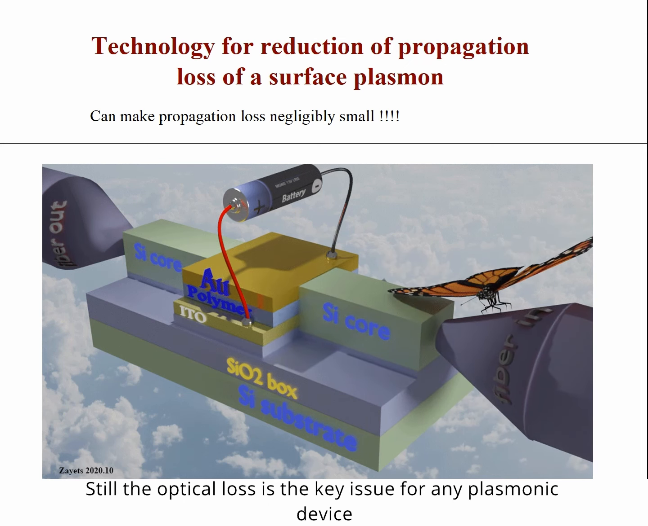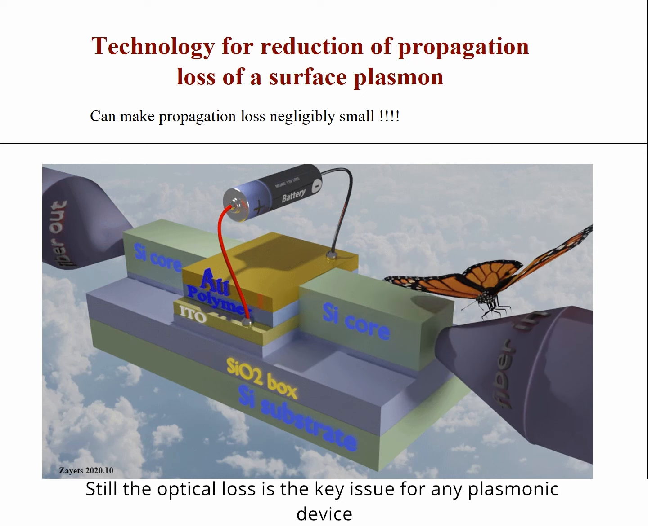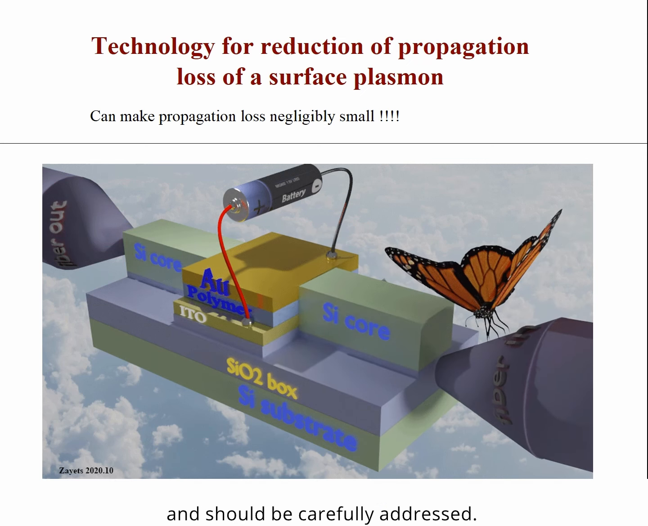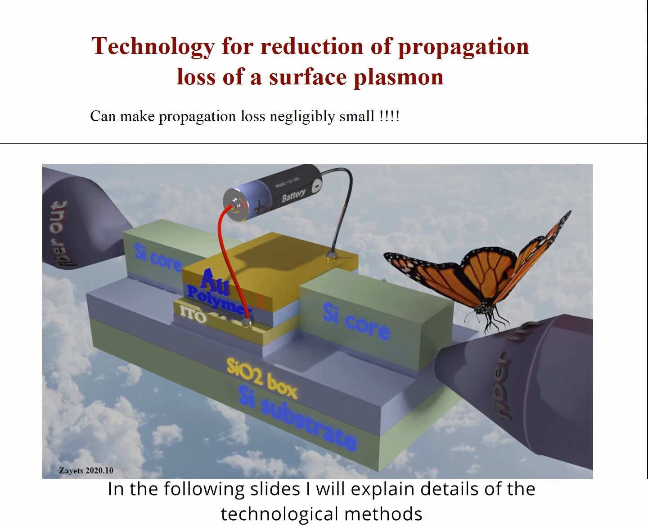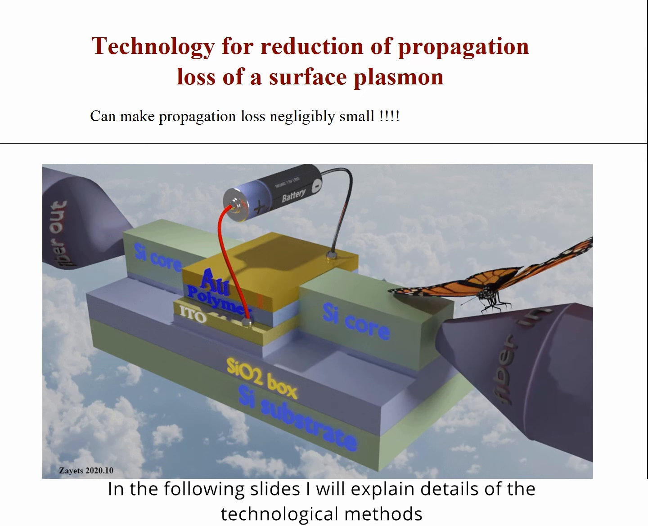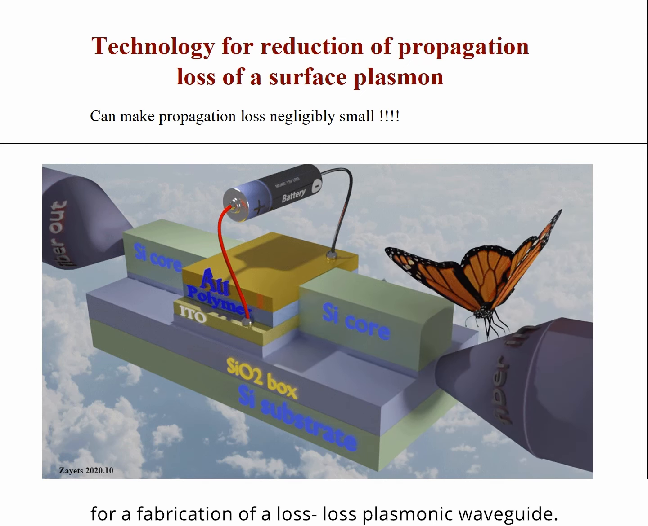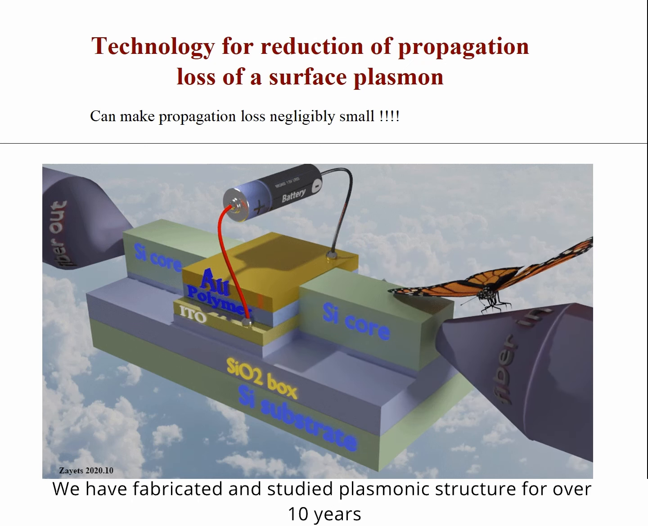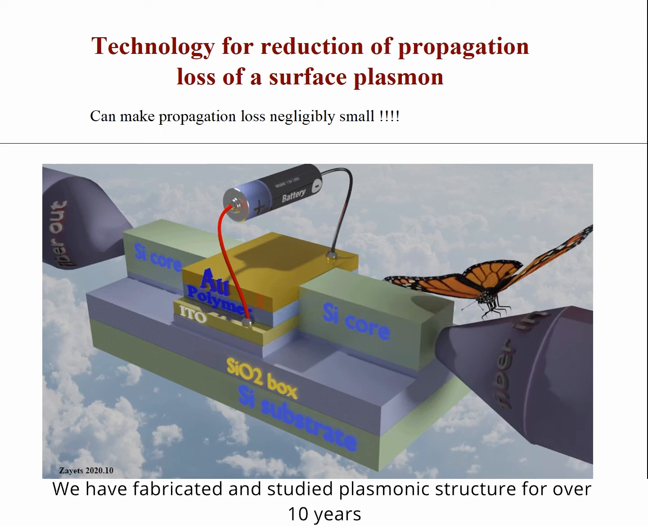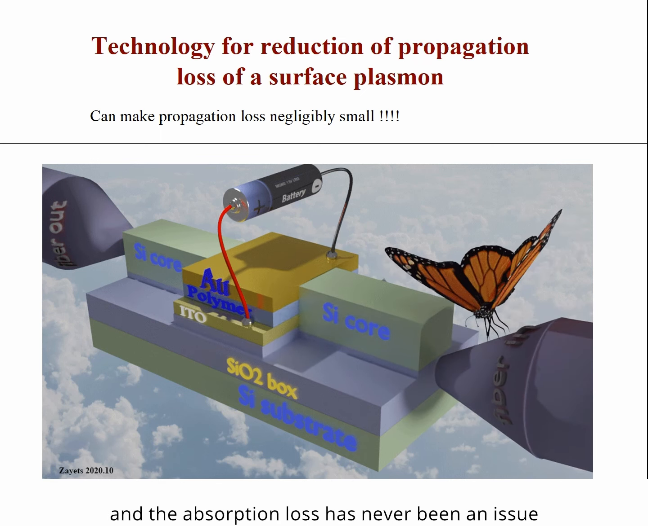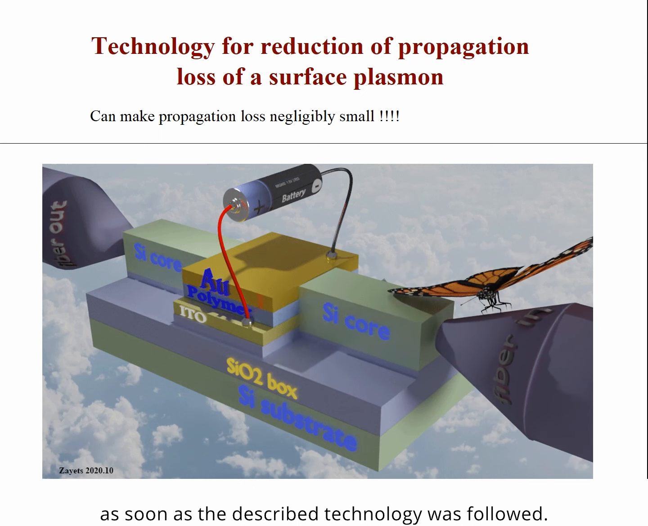Still, the optical loss is a key issue for any plasmonic device and it should be carefully addressed. In the following slides, I will explain details of the technological methods for fabrication of low-loss plasmonic waveguide. We have fabricated and studied plasmonic structures for over 10 years, and the absorption loss has never been an issue as soon as the described technology was followed.